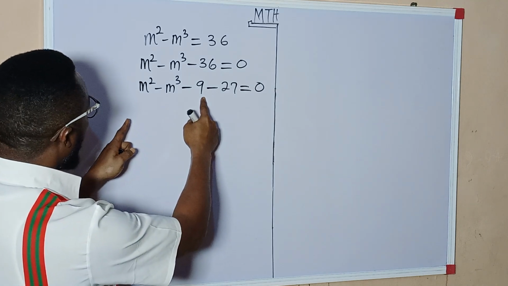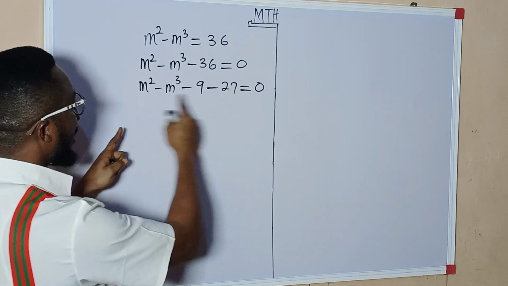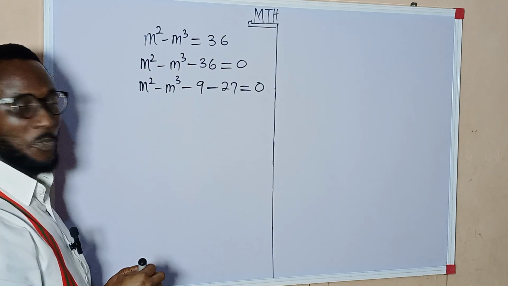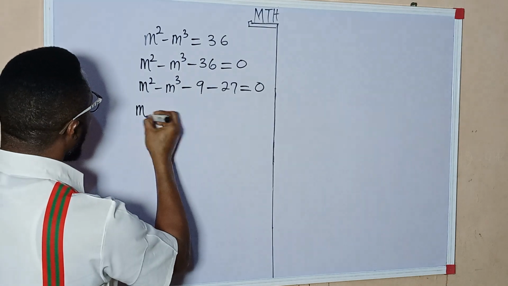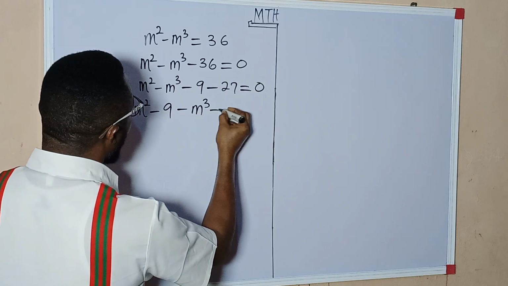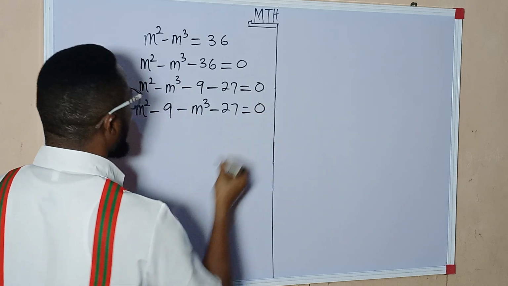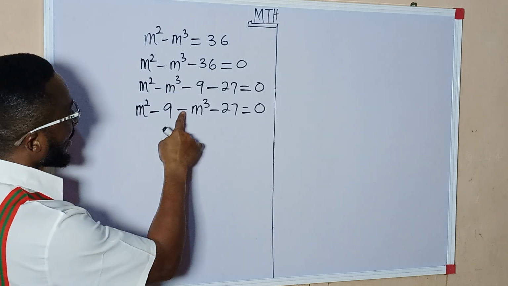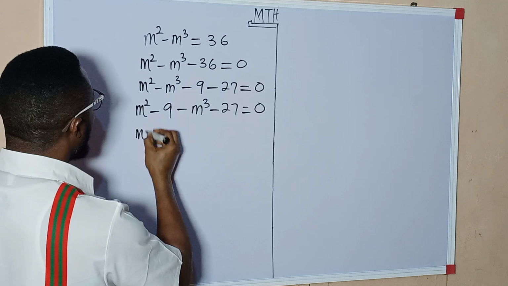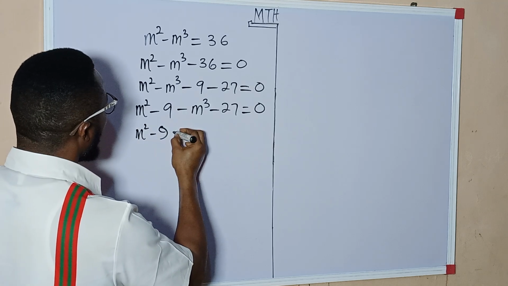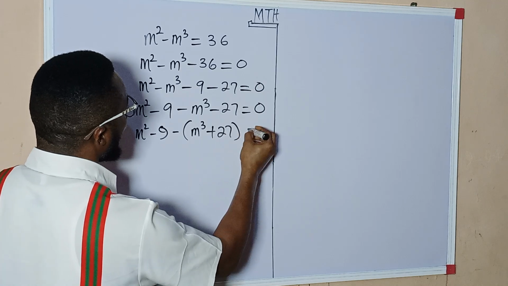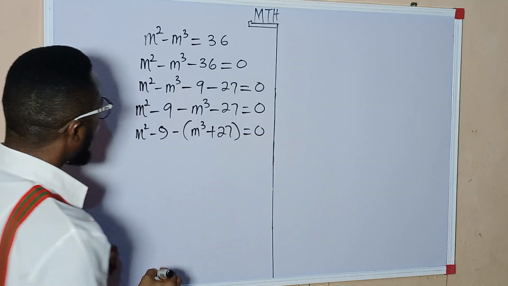9 is a square number. I will factor it with m squared. 27 is a perfect cube. I will factor it with m cubed. So we are then going to be having m squared minus 9 minus m cubed minus 27 equal to 0. Now, because of this negative sign here, I will factor out the negative. So I'll write m squared minus 9 minus, m cubed plus 27 equal to 0.